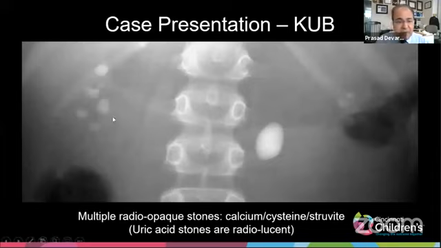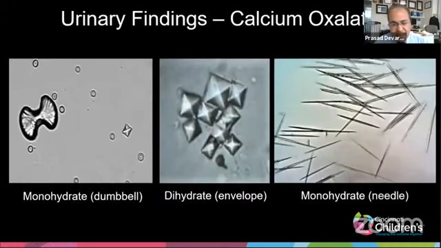And you can see there are multiple radiopaque stones, multiple small ones in this kidney, one big one in this kidney. And that told us already that this is either calcium or cysteine or struvite, because we all know that uric acid stones cannot be seen on a plain X-ray because they're radiolucent.